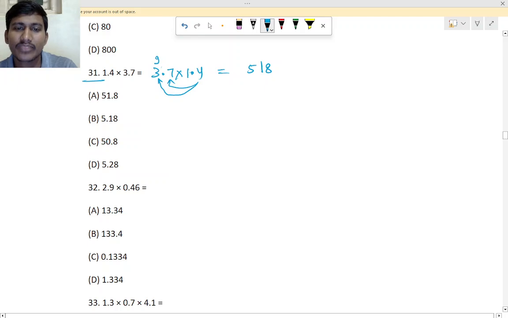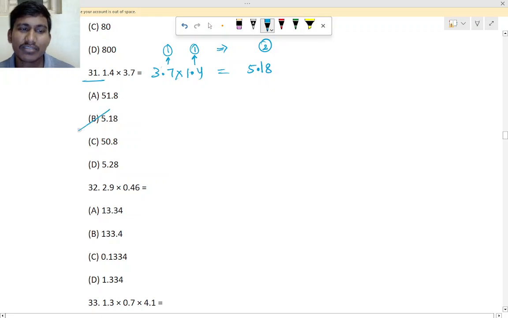51. Okay. So total how many decimal places are there now? Here 1 decimal place. Here 1 decimal. Total how many decimal places? 2 decimal places. So answer will be how much? 5.18. 2 decimal places we have to give. 5.18 is the answer. Okay?